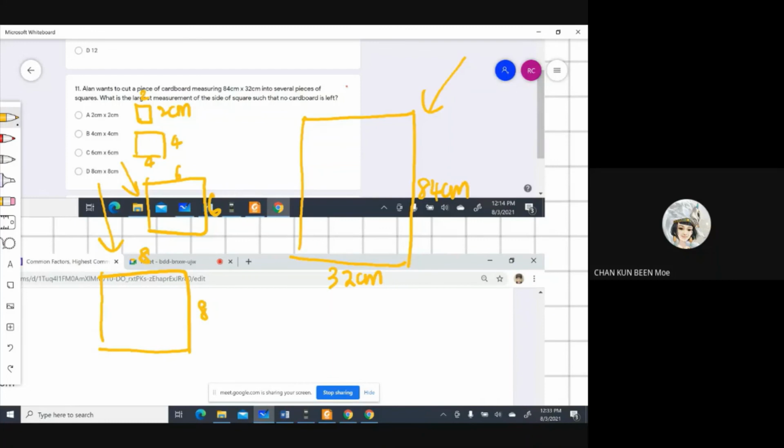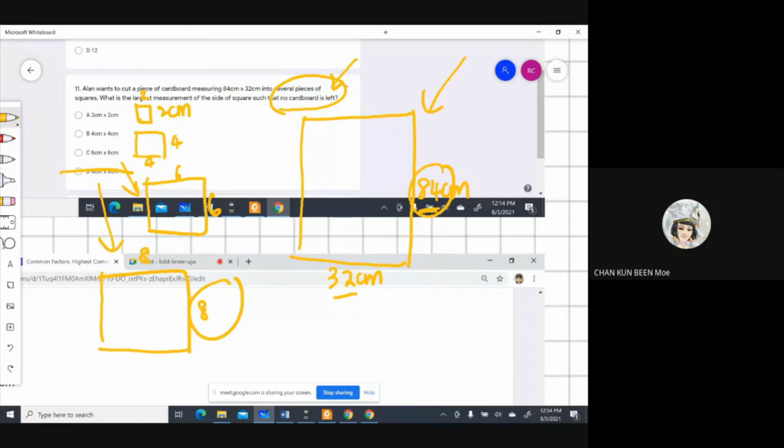Okay, now you have to think. They ask what is the largest measurement of the side of a square such that no carpet is left. So we have to think of this condition first. If no carpet is left, it means that when you divide by the side, they will be divided completely. So for example, 84 can be divided by 8 or not? Cannot, right? So this answer is already out.